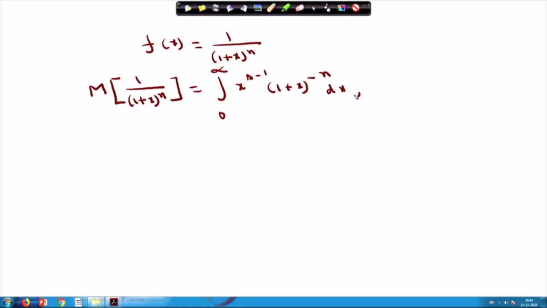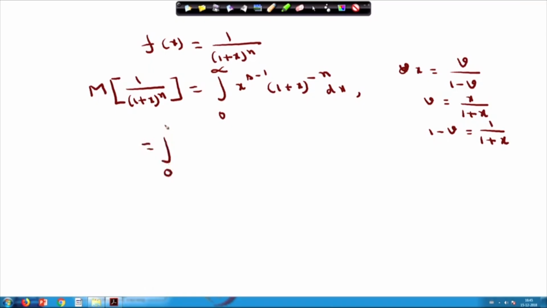Like the earlier problem, if I substitute, you put x equals v by 1 minus v. So, that your v will be equal to x by 1 plus x and 1 minus v will be equal to 1 by 1 plus x. This I have told you earlier also. So, that 1 by 1 plus x can be replaced by 1 minus v. So, that it becomes again the limit will be from 0 to 1. I explained earlier, for x equals 0 your v is 0 and for x equals infinity your v is 1.